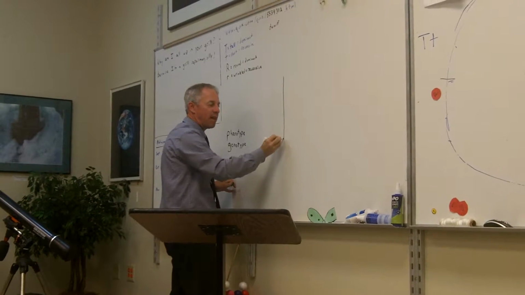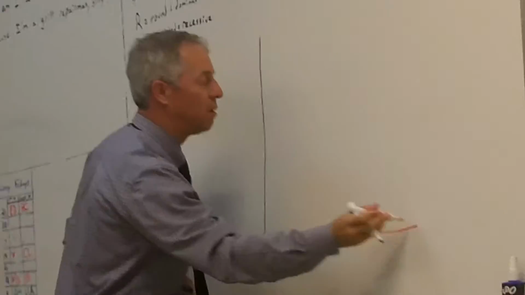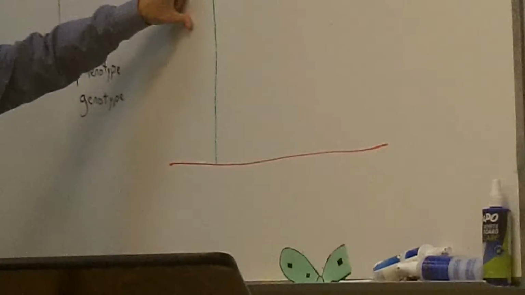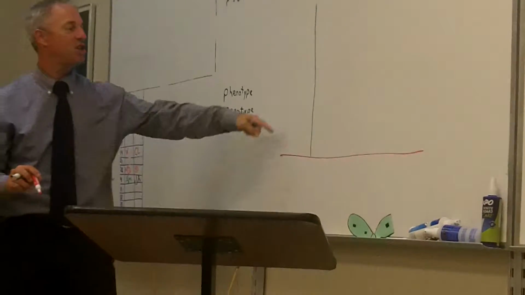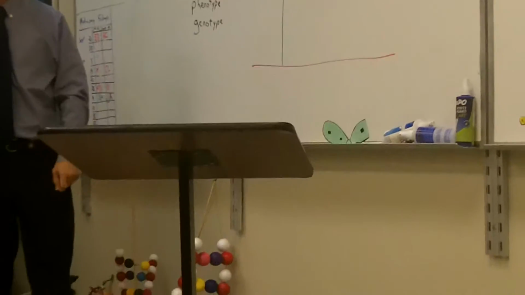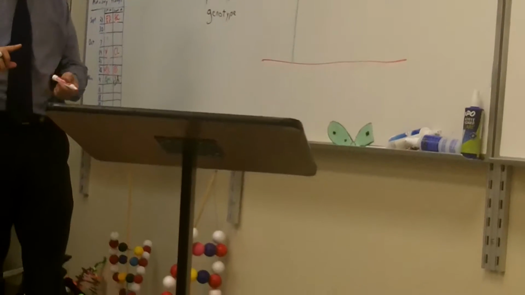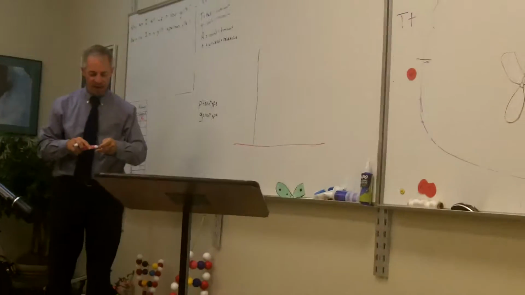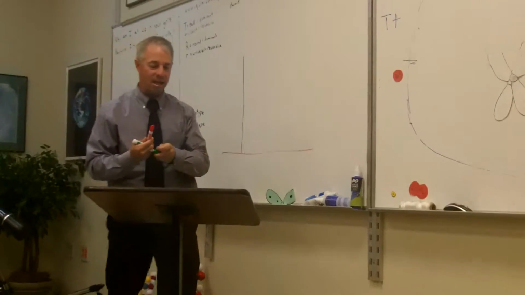Suppose we had a tall plant. If you looked at that plant, could you tell what its genotype is? No. What are the possibilities for its genotype? 10 points if you can write down the two possibilities of the genotype of the tall plant.